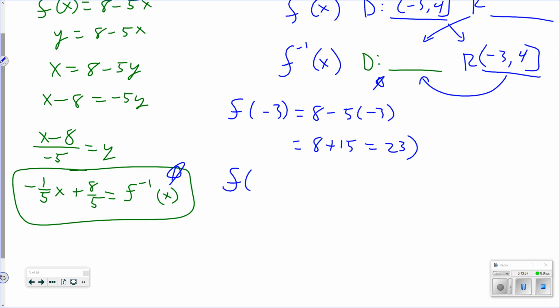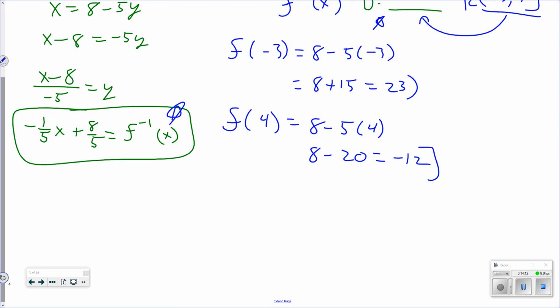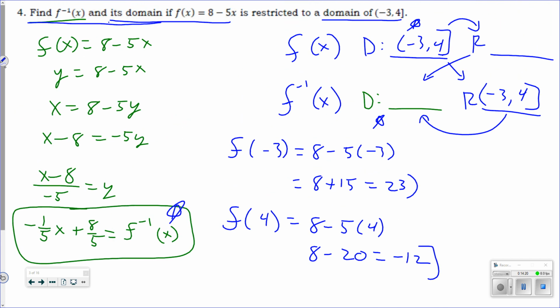And now I'm going to figure out what is f of 4. 8 minus 5 times 4, or 8 minus 20, is negative 12. That gets a bracket. 4 had a bracket, so negative 12 gets a bracket. And now you order it from least to greatest, right? It's always least to greatest. So I can say that my range of f of x is from bracket negative 12 to parentheses 23.